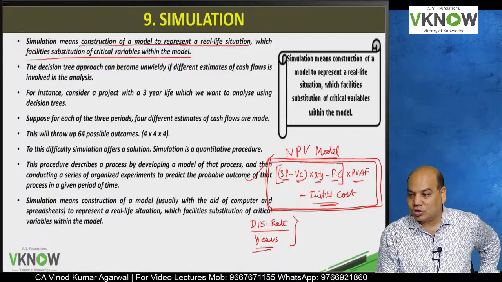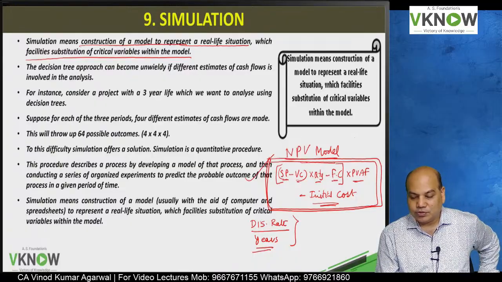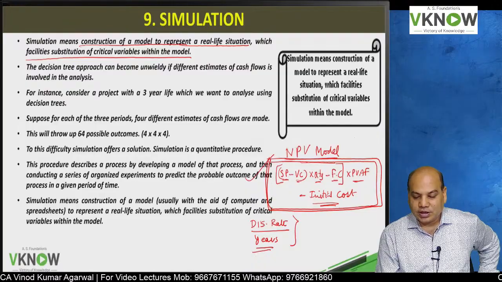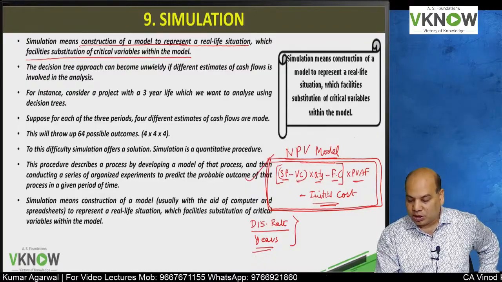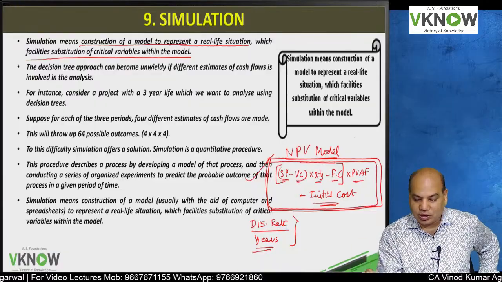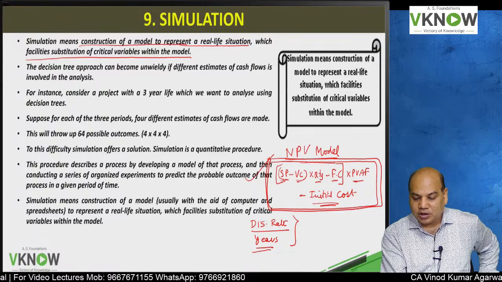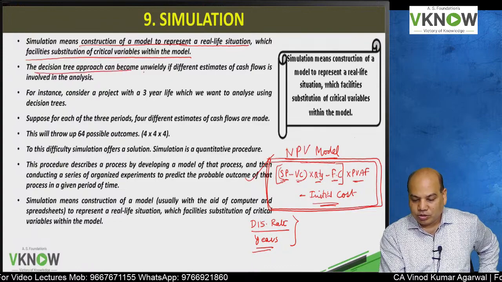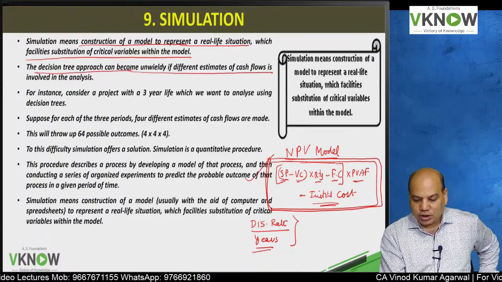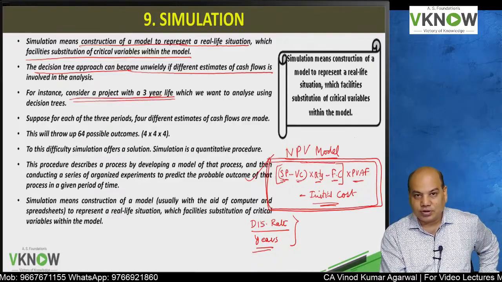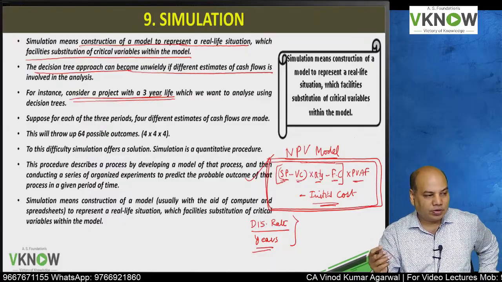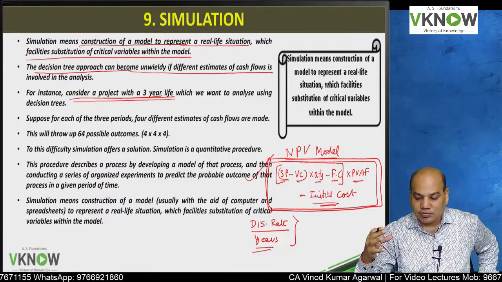Simulation means construction of a model to represent a real life situation which facilitates substitution of critical variables within the model. So make a model, identify which are the critical variables, and keep changing them. This is better than the decision tree approach, because in the decision tree approach, if the number of alternatives and the number of outcomes are too many, it becomes very cumbersome, very complex.